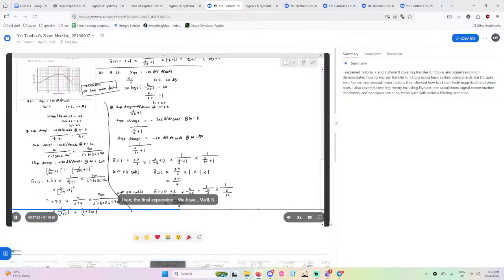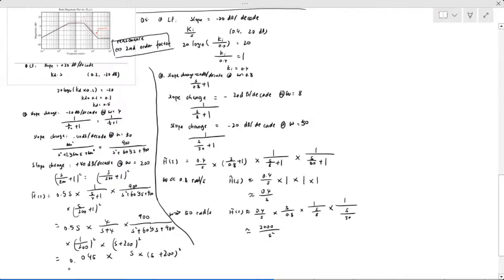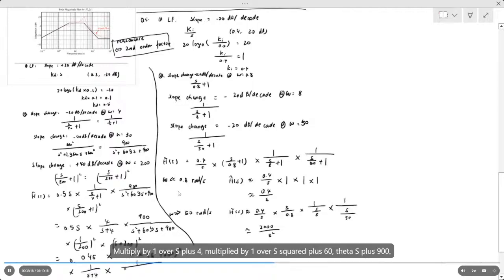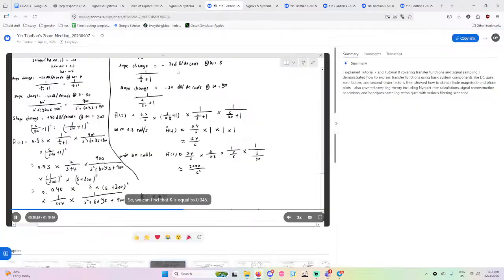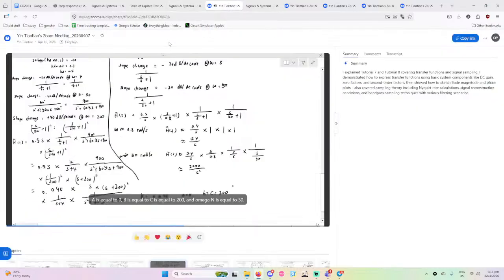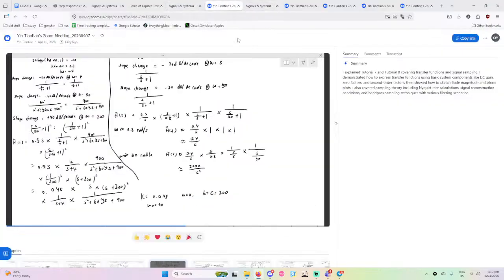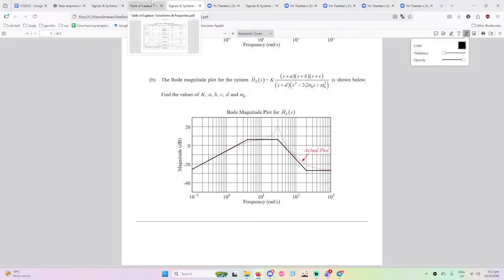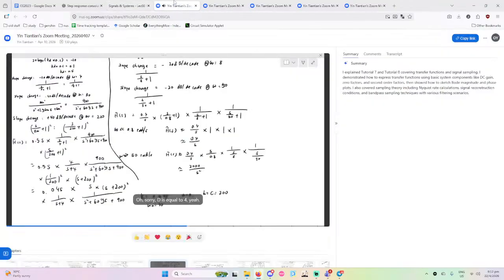Then the final expression we have will be 0.045 multiplied by s (s plus 200) squared, multiplied by 1 over (s plus 4) multiplied by 1 over (s² plus 60θs plus 900). And then we will be able to find the values of K, A, B, C, D, and ωn. So K is equal to 0.045, A is equal to 0, B is equal to C is equal to 200, and ωn is equal to 30. Oh sorry, D is equal to 4, yeah.